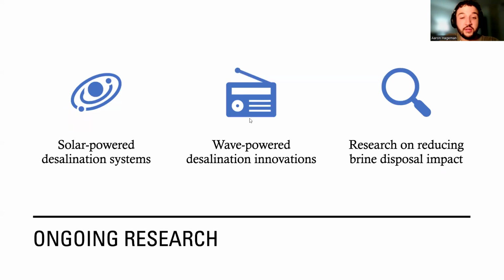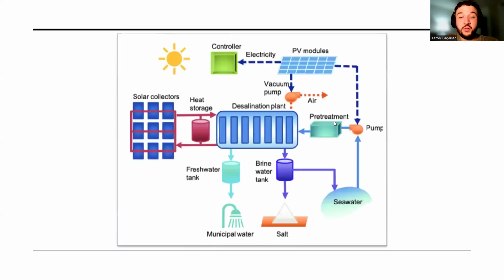Ongoing research has also been focused on solar-powered or wave-powered desalination systems, which are developed to harness renewable energy. Researchers are also working on methods to reduce the environmental impact of brine disposal. In this image is a solar thermal integrated desalination plant, and it shows what kinds of advantages there are of using this renewable energy for desalination.